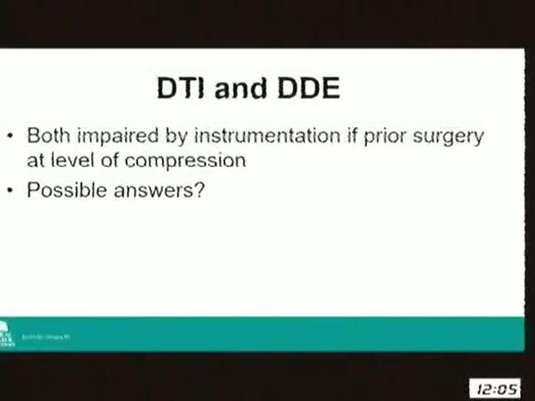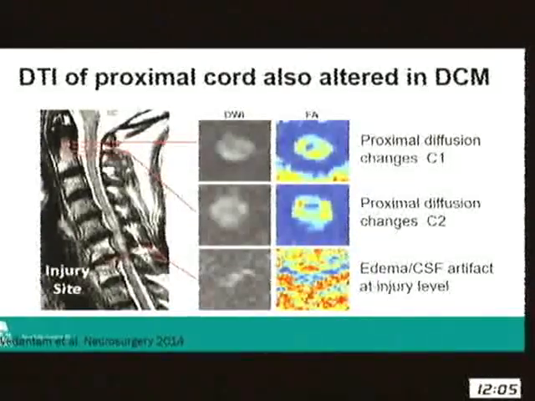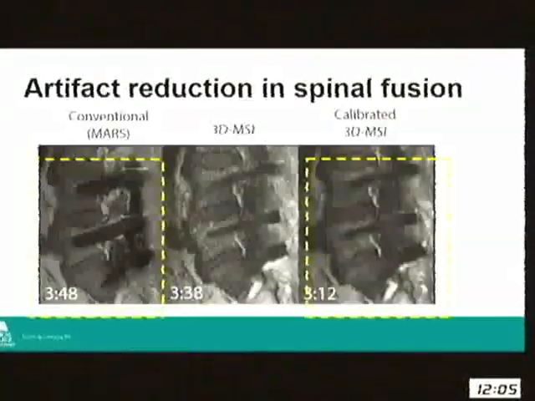But both DTI and double diffusion are impaired by instrumentation if there's prior surgery, like I said. And so possible answers are that in our myelopathy studies, we've shown that the proximal changes at C1 and C2 also reflect what's going on in myelopathy. So the DTI images and the proximal cord are correlated with the MJOA. So that might be an option.